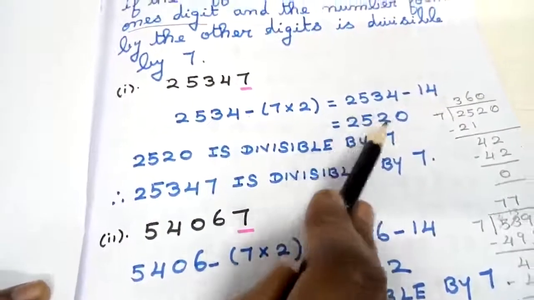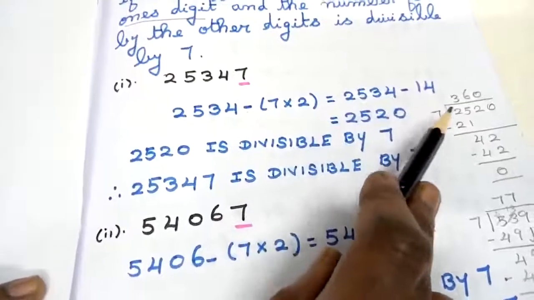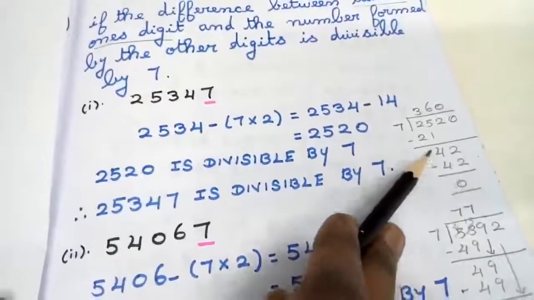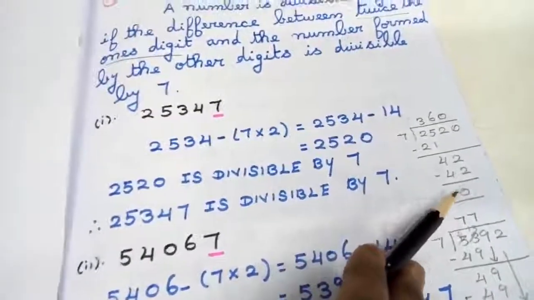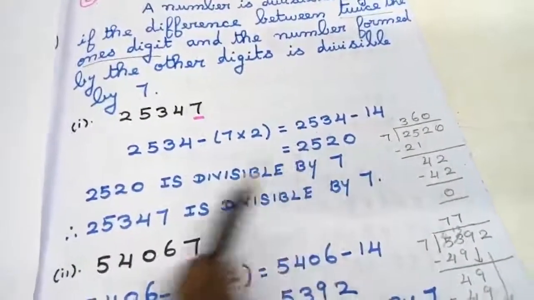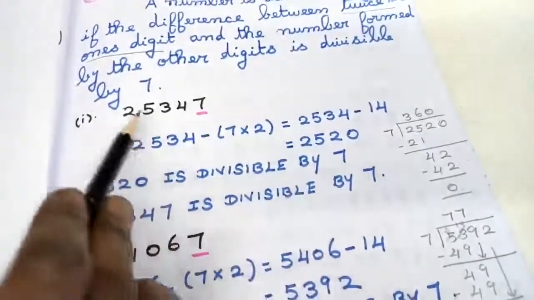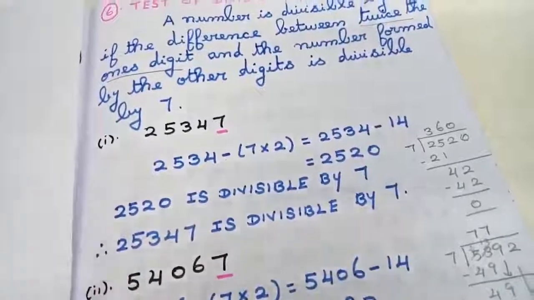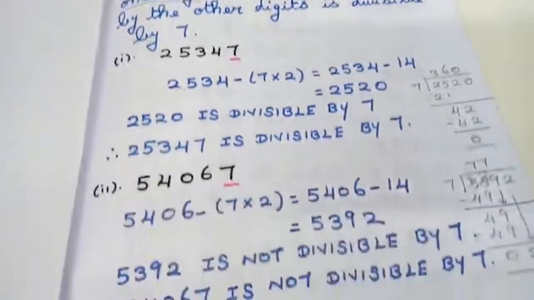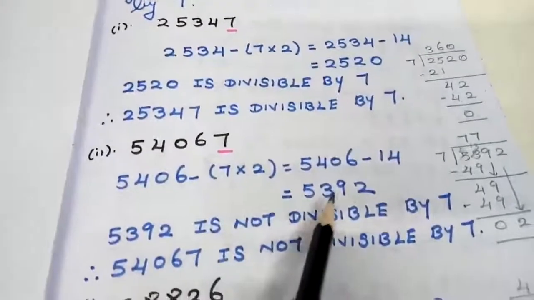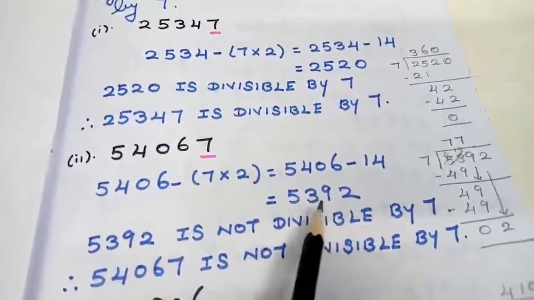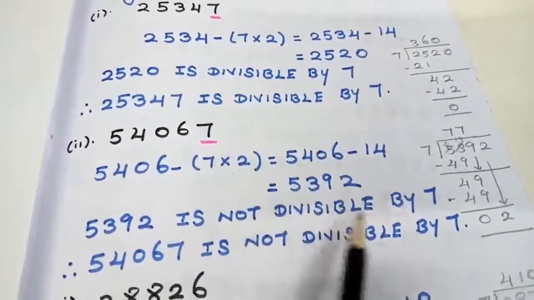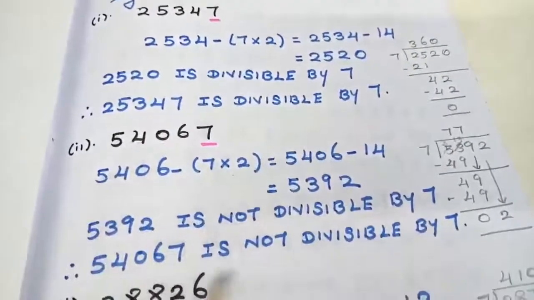You will get the number 2520. This number you are going to divide by the 7 table and find out whether it is exactly divisible by 7 or not. That is, the remainder must be 0. Once this number 2520 is divisible by 7, automatically I can say 25347 is divisible by 7. And similarly you are going to try the remaining sums. If the number is not divisible, similarly I am doing this value, students. 5392 is not divisible by 7, which means the given number is not divisible by 7.